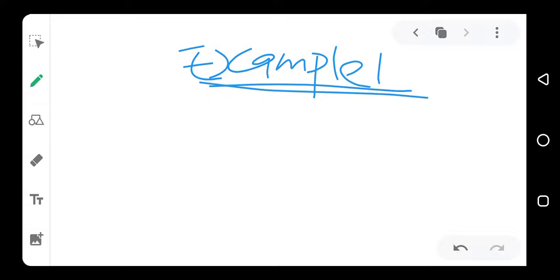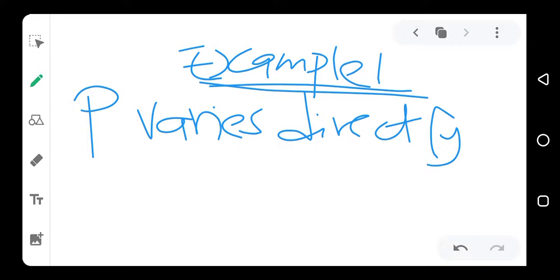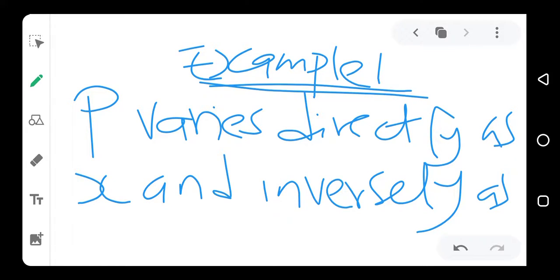In this example, we have that P varies directly as X and inversely as Y. P varies directly as X and inversely as Y.